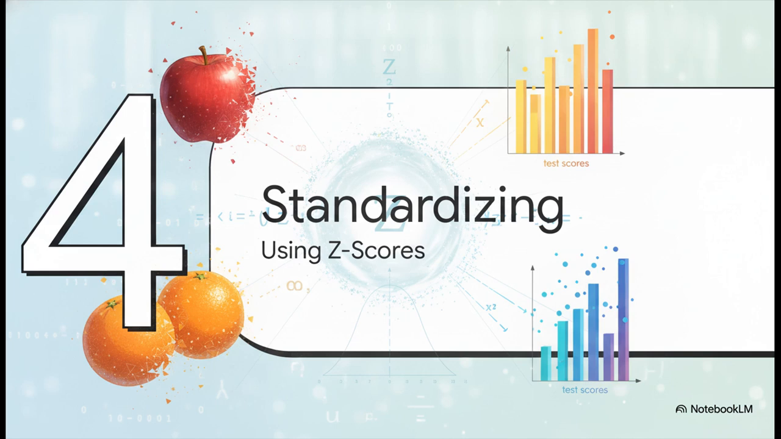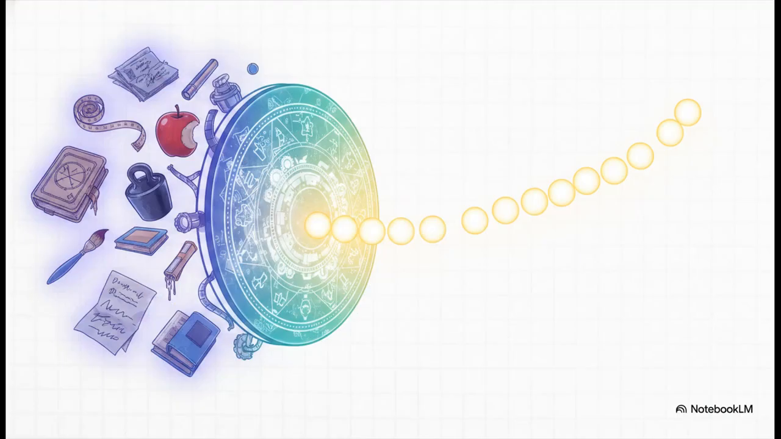Okay, Section 4, Standardizing using z-scores. So how do you compare completely unrelated things, like apples and oranges, or two entirely different standardized tests? We use the ultimate statistical equalizer, the z-score formula. Instead of talking in inches or exam points or millimeters, a z-score translates any raw value into a universal language. It tells us exactly how many standard deviations a specific data point is away from the mean.